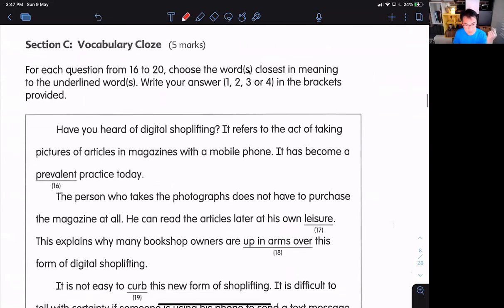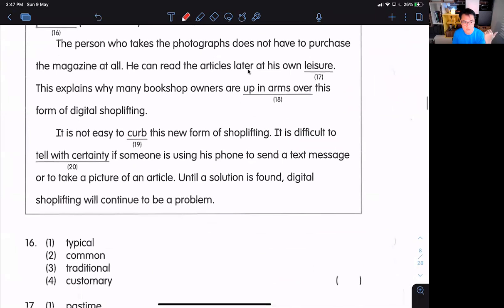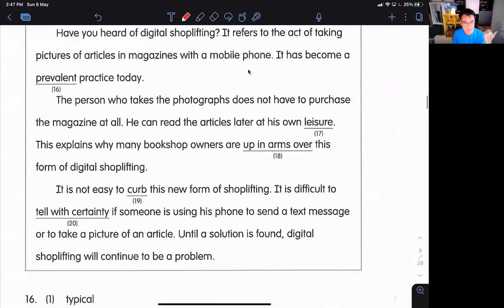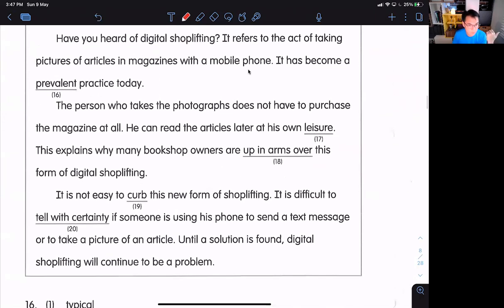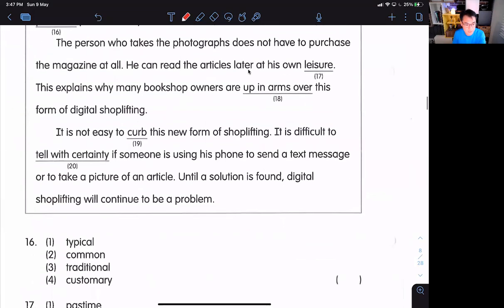And remember, for this section, we want to write the word on top of the underlined words, right? So that we can check how it reads in a sentence, right? And we are able to double check that it makes sense after we choose the correct answer. So prevalent. Have you heard of digital shoplifting? It refers to the act of taking pictures of articles in magazines with a mobile phone. It has become a prevalent practice.